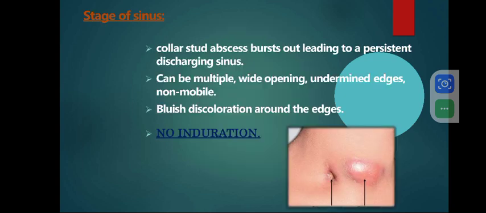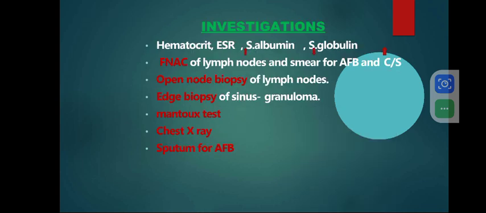Stage of sinus: collar stud abscess bursts out leading to a persistent discharging sinus, can be multiple, wide opening, undermined edges, non-mobile and bluish discoloration around the edges. It is non-indurated. Investigations can be done like hematocrit, ESR, S-albumin, S-globulin, FNAC of lymph nodes and smear for AFB and C&S, open node biopsy of lymph nodes, edge biopsy of sinus granuloma, Mantoux test, chest X-ray, sputum for AFB.